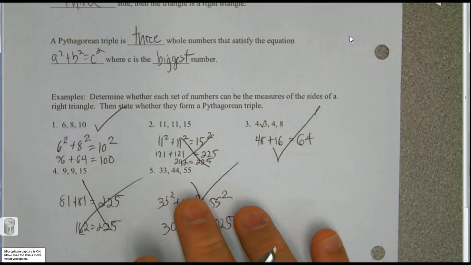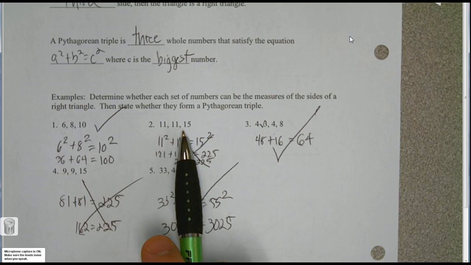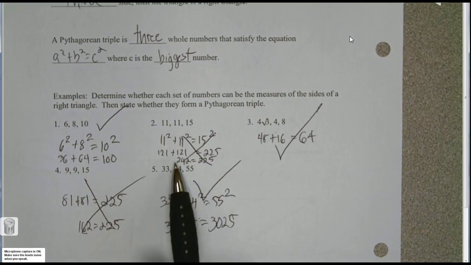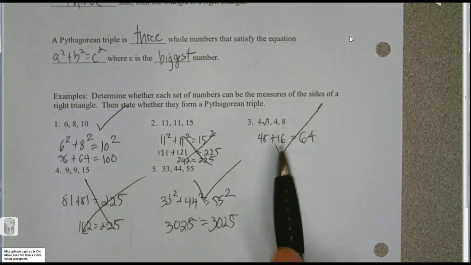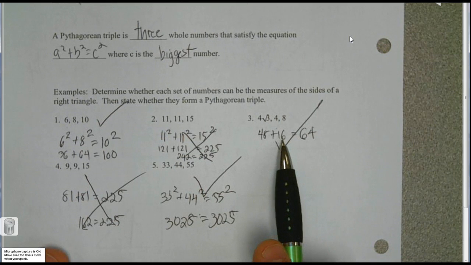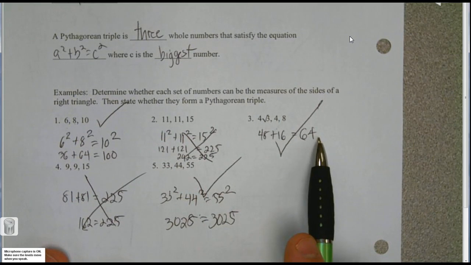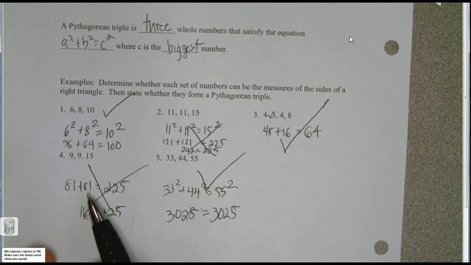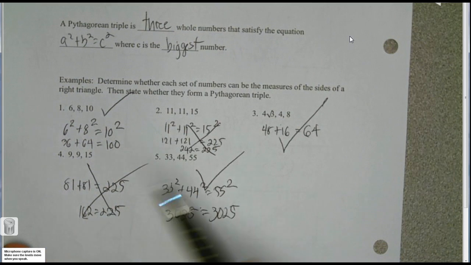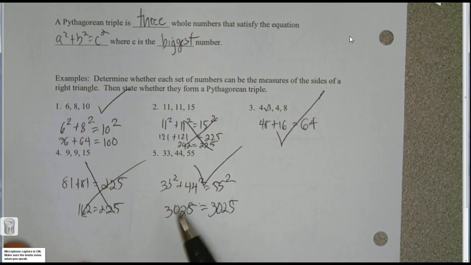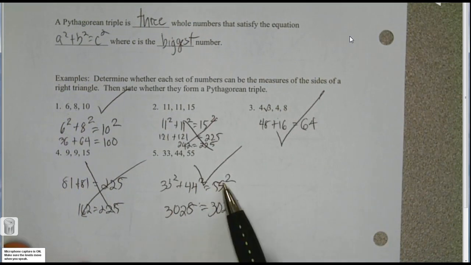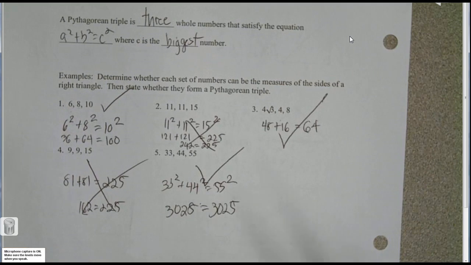Okay, so 11 squared plus 11 squared equals 15 squared. You add those two together, doesn't work. 4 square root of 3 squared plus 4 squared, 48 plus 16 equals 64. That's good. 81 plus 81 equals 225. No. 33 squared plus 44 squared equals 3025. 55 squared equals 3025. That's good.